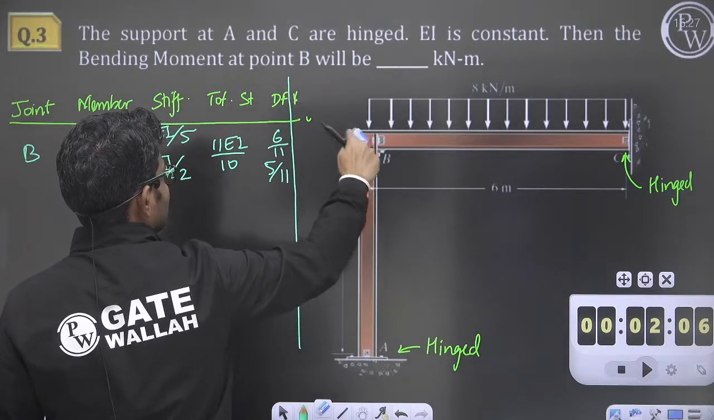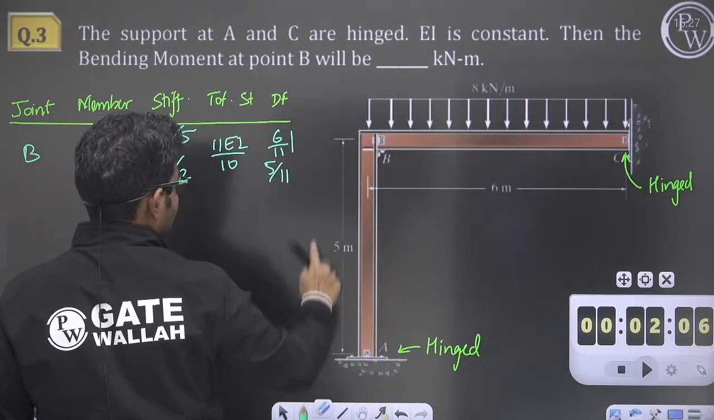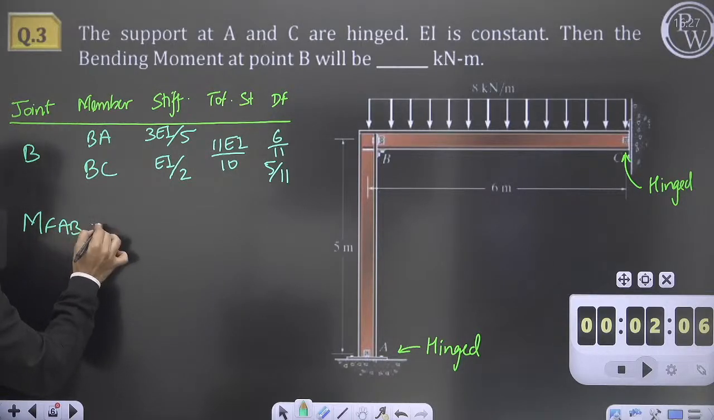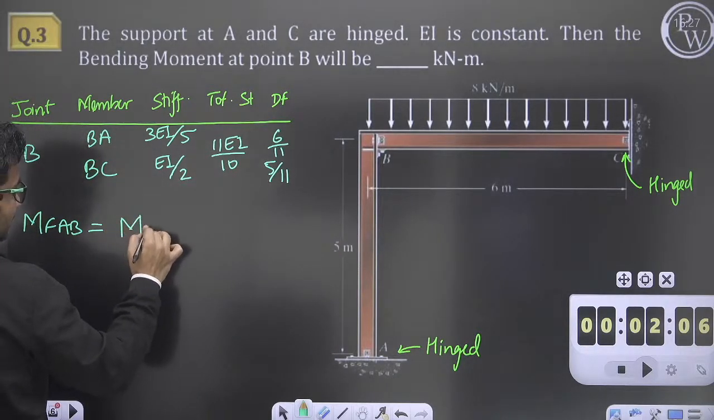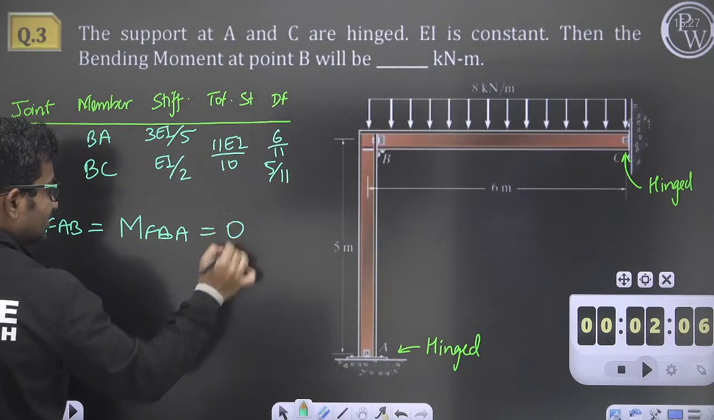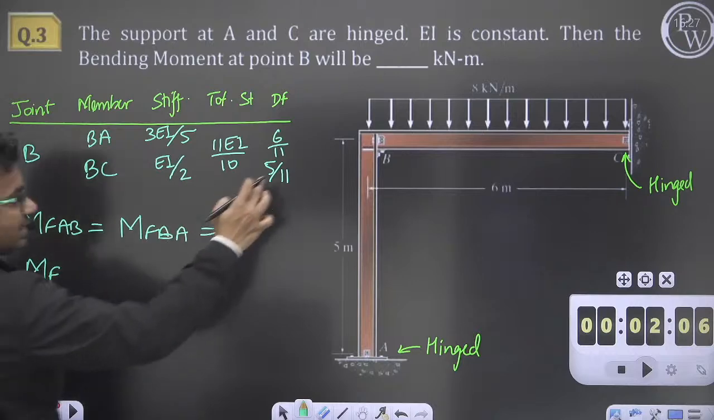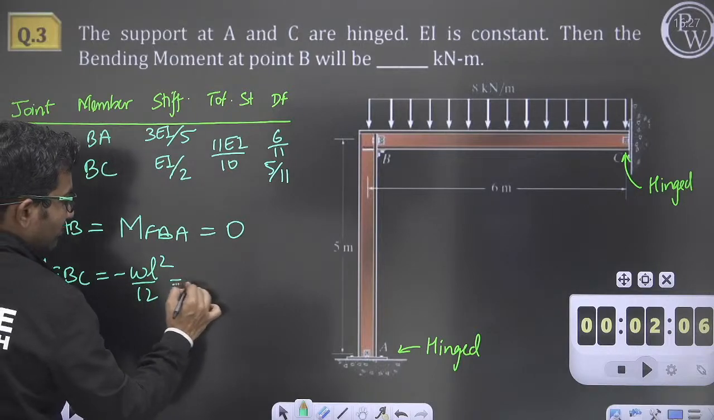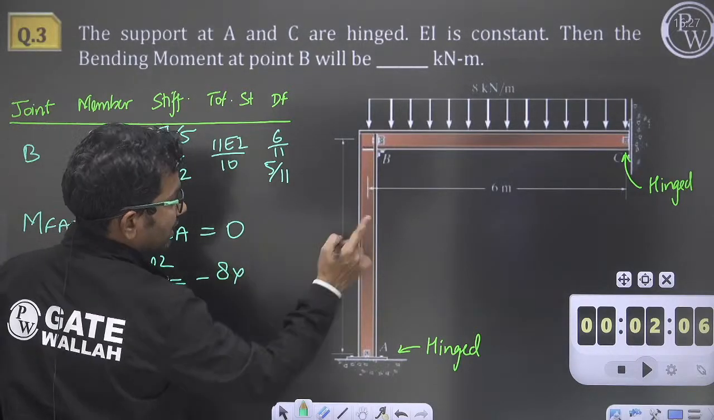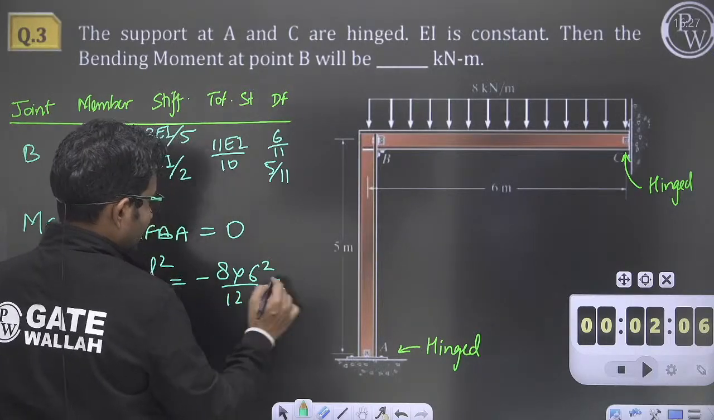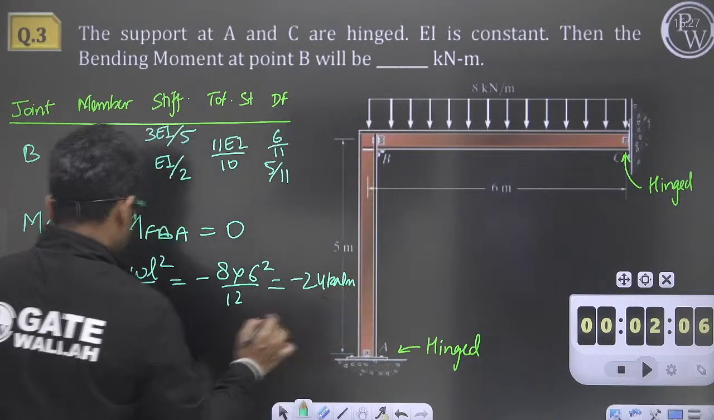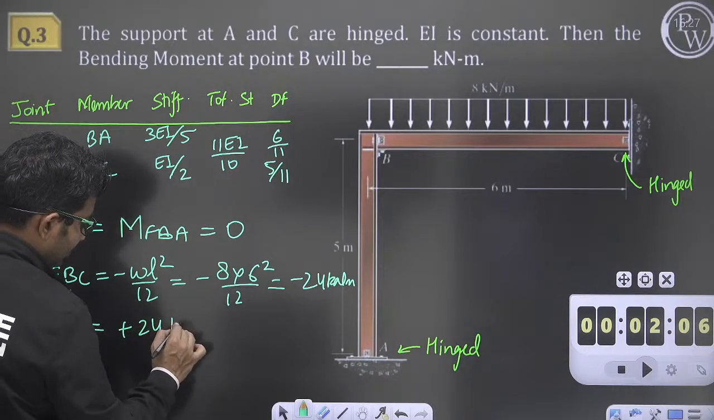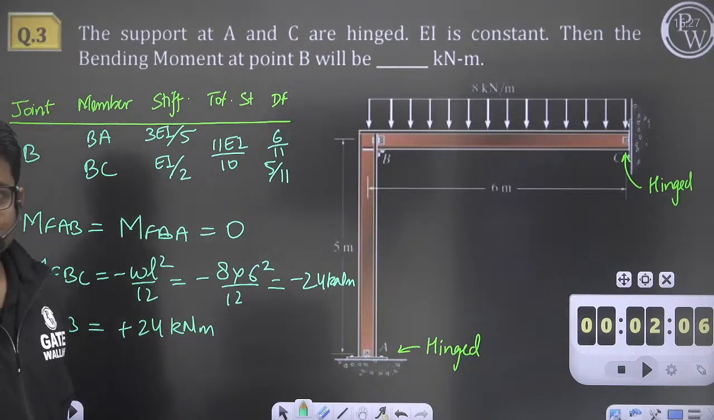What we will do, I will find the fixed end moments. So MF AB is equal to MF BA is equal to 0, as there is no loading. Fixed end moment in BC will be equal to minus WL square by 12. So it will be minus 8 into 6 square by 12, 8 into 3 is 24, so minus 24 kilonewton meter, and MF CB will be equal to plus 24 kilonewton meter. So the fixed end moments are found.